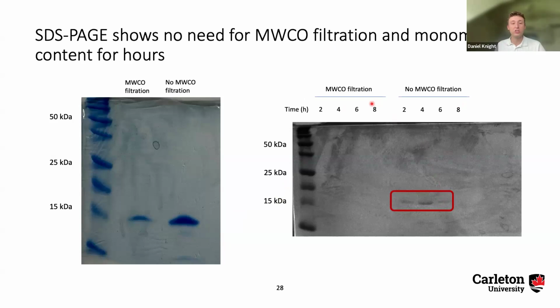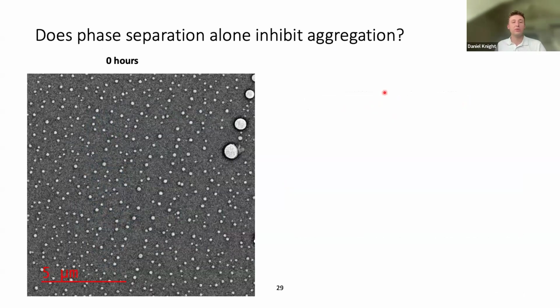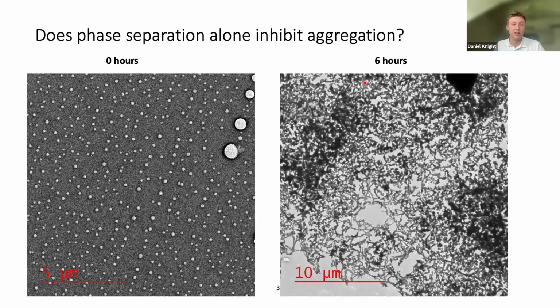We figure it should be similar with the filtration step, but again, just because we lost the protein, it just didn't appear on the gel for us, which was unfortunate, but it did give us what we needed to know. And so the last thing I wanted to make sure was if the protein was phase separating, did it inhibit aggregation, since sometimes that has been shown to occur. And so we just did TEM at 0 and 6 hours, and that is definitely not the case. There's still ample aggregation happening after 6 hours. So we know that there's still aggregation to be inhibited.